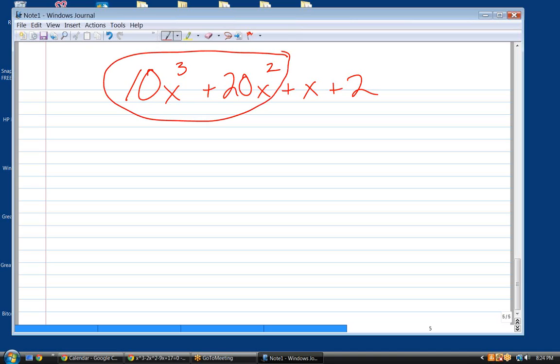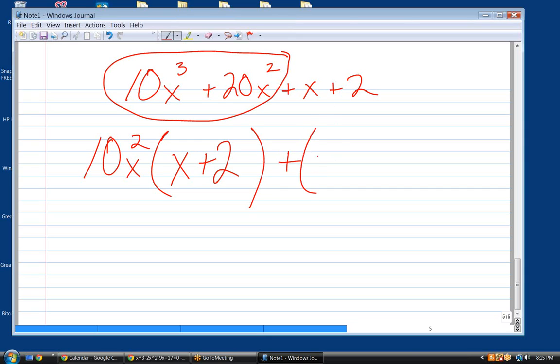Just those 2 terms. 10x squared. Okay. What's left when you factor those out? X plus 2. Okay. Now let's take this. I'm going to put parentheses around that, but that doesn't change anything.